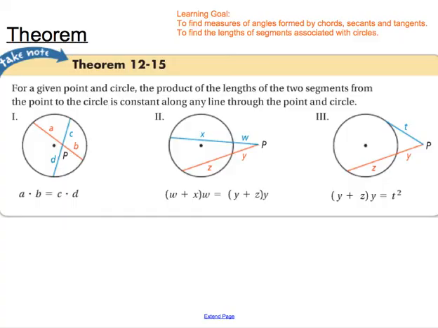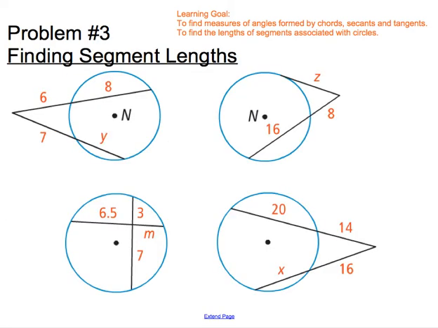The second part of this lesson involves finding the lengths of segments related to circles. So we have three formulas here which are really important, and these are the three potential cases with which lines could intersect circles. I would recommend writing these formulas down so that you have access to them on any potential tests or quizzes. So let's look at actually using those formulas.